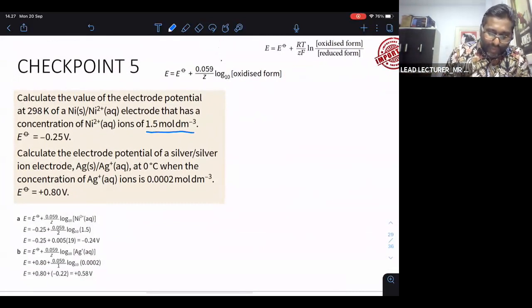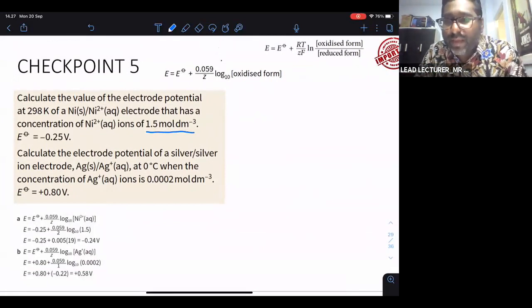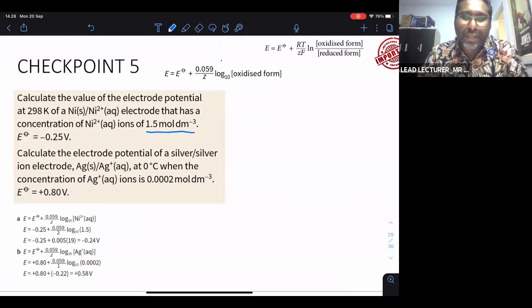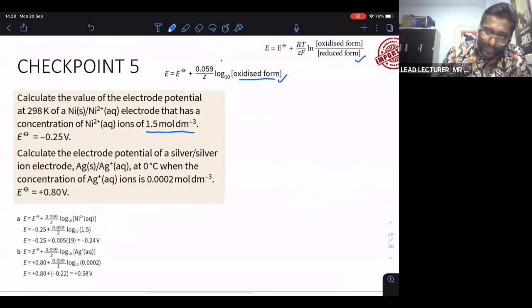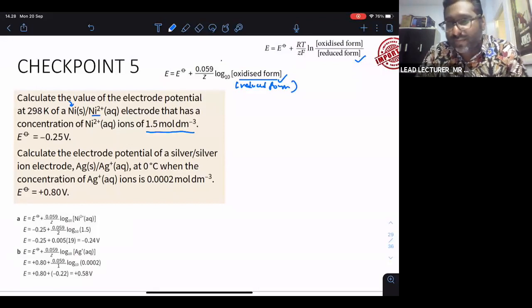Okay, this is a non-standard condition. The moment you see a non-standard condition, you need to use the Nernst equation. So you see whether you want to use this or this. I will just use this one, but do remember this one must be the reduced form here. But this one doesn't matter because Ni2+ and Ni is going to be constant, so no need to put anything over there.